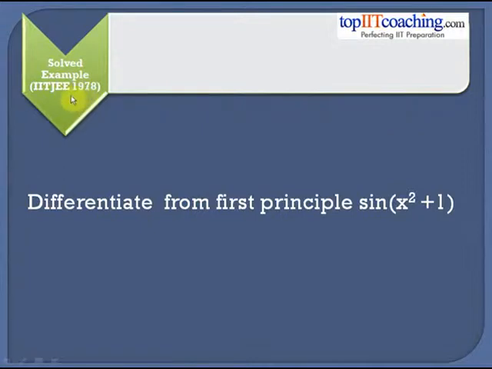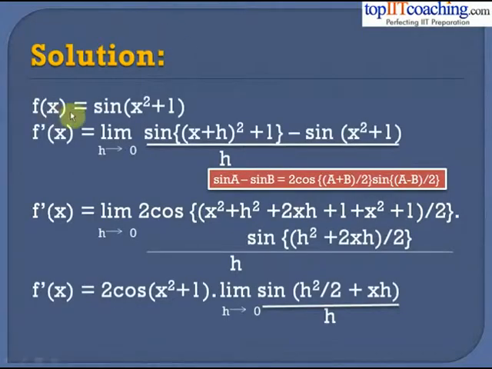Now let us solve an IIT problem. This appeared in 1978: differentiate from the first principle sine of x square plus 1. So the function given to us is sine of x square plus 1, and we have to differentiate this function from the first principle. So f(x) is equal to sine of x square plus 1.